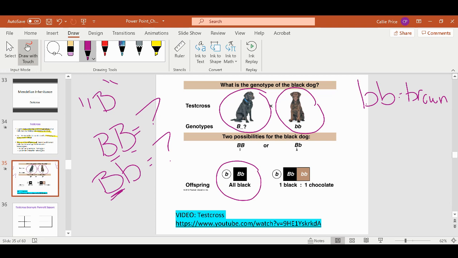So if all the offspring come out to be black, then we would expect that that individual is homozygous dominant. Whereas if they come out in this proportion, right, they could be black or chocolate, aka brown, we would expect that that individual in question is heterozygous, big B, little b.